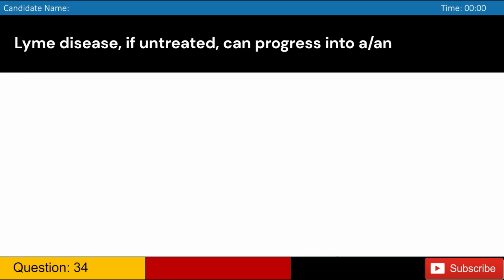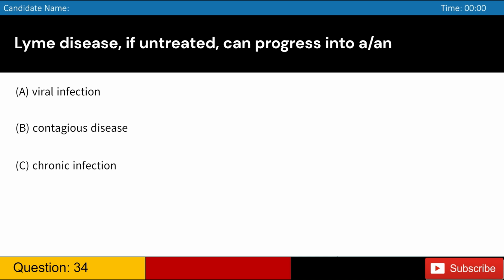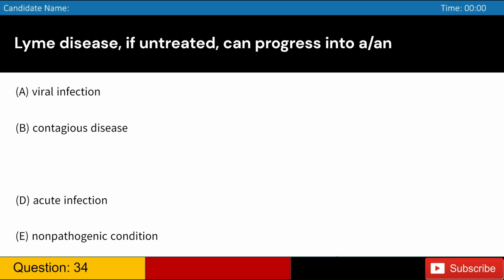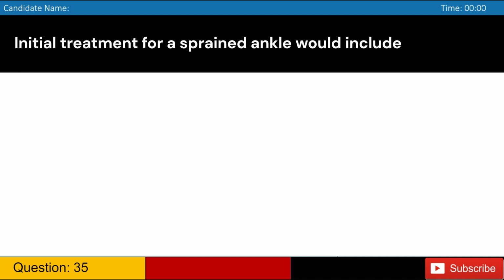Lyme disease, if untreated, can progress into a/an A. Viral infection. B. Contagious disease. C. Chronic infection. D. Acute infection. E. Non-pathogenic condition. Answer: C. Chronic infection.